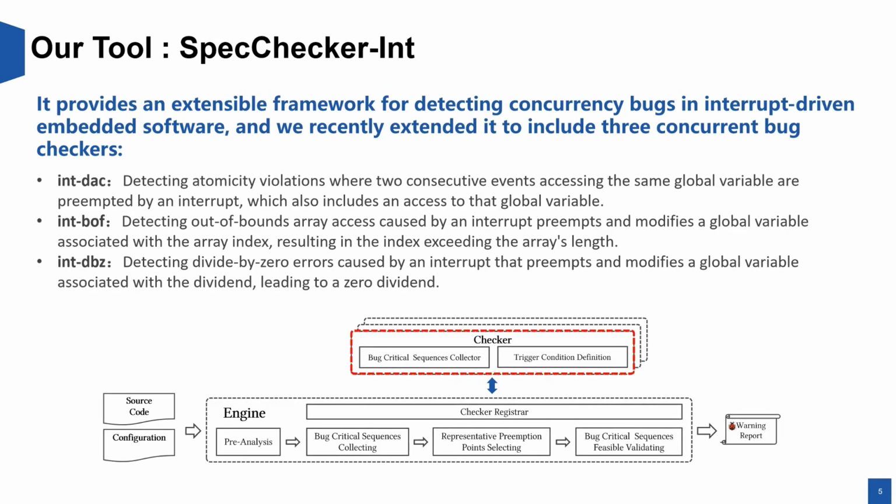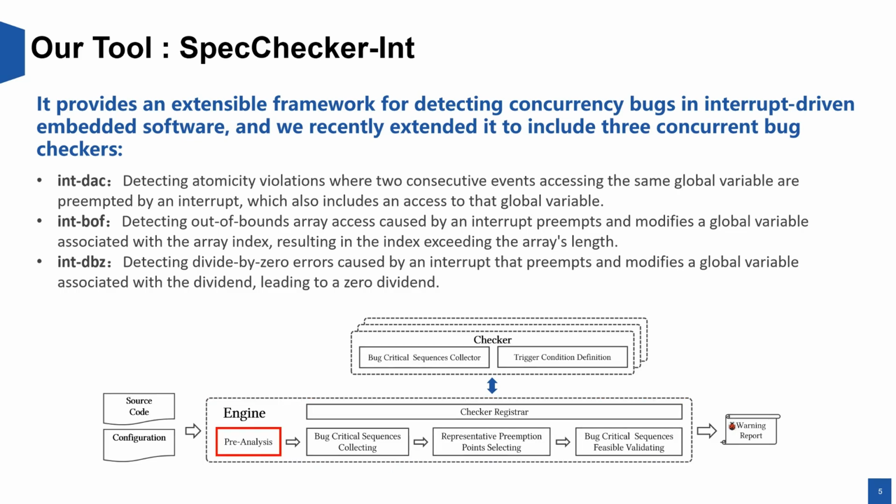To add a bug type for testing, a developer only needs to define the requisite components within the checker and register them with the checker registrar, thereby integrating the new rule into the tool framework. The bug detection process is then automatically handled by the engine.